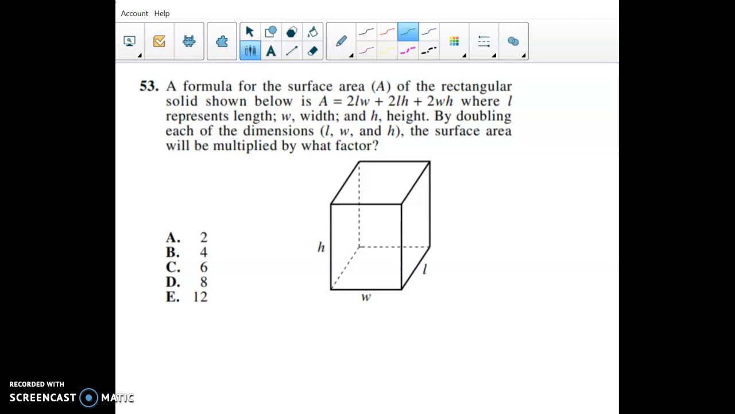All right, again, pause the video, try to make sense. Thankfully, they gave us the formula here, actually, and they gave us a picture to start with. So go ahead and pause the video, give it a shot.